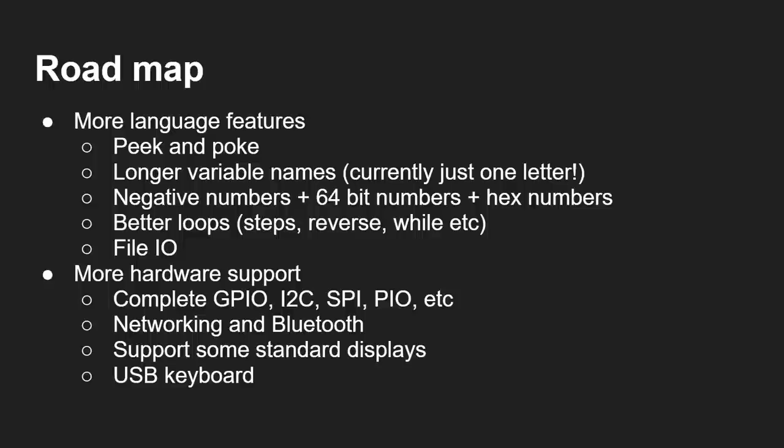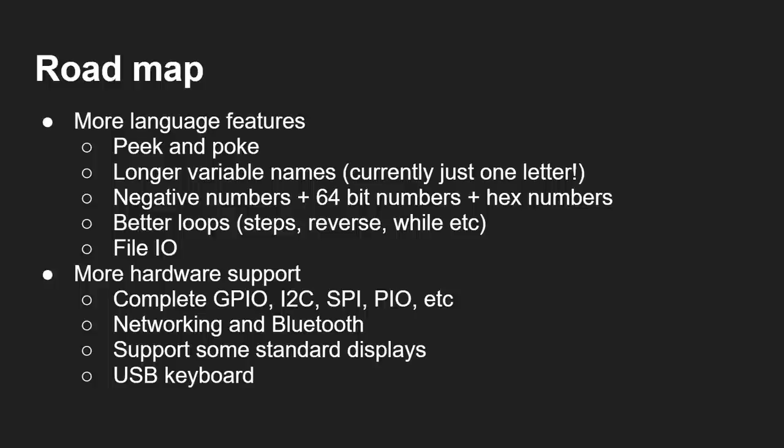Longer variable names: at the moment, they're just one letter. That's a throwback from the origins of Piccolo Basic. There's no negative numbers. Some 64-bit numbers would be good. Being able to use hexadecimal numbers starting with 0x would be good. We need better looping, some steps, reverse loops, maybe a while loop. File I/O would be really good. These are all language features that we need to add in. And then more hardware support. There is some GPIO support that can make an LED flash now in Piccolo Basic. But of course, that's only just the beginning.